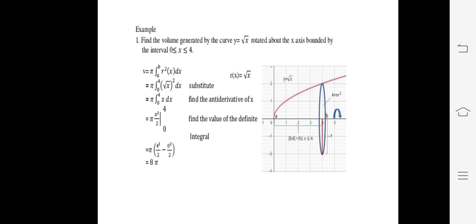Next, we integrate. So we have pi times the quantity of 4 squared over 2 minus 0 squared over 2. So we have 4 times 4 is equal to 16 over 2, minus 0 times 0 is equal to 0 over 2, so that is 0. So we have 16 over 2 is equal to 8 pi.